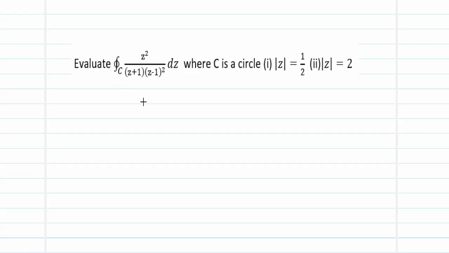Evaluate the integral over c of z square by z plus 1 into z minus 1 the whole square dz, where c is the circle. The boundaries are two different quantities for me. The first case analyzes the boundary of mod z is equal to half, and the second case analyzes the boundary of mod z is equal to 2. So we will take it up one by one.